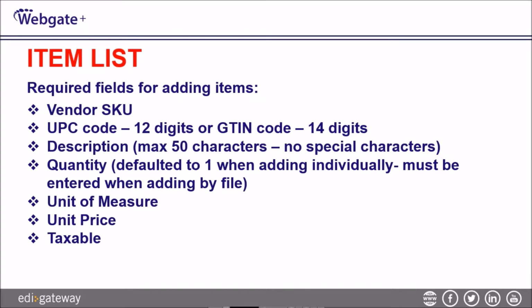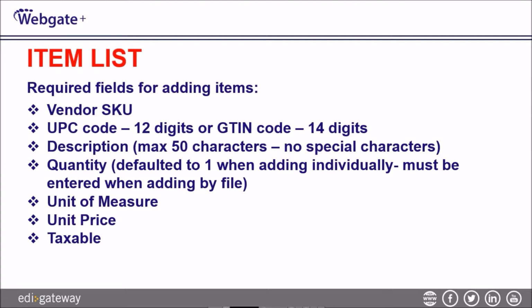Your next step is the item list. The item list is required when creating data entry invoices. Items can be added by uploading a CSV file or by adding individual items one at a time. In either case, the following fields will be required: vendor SKU, UPC code 12 digits or GTIN code 14 digits, description, maximum of 15 characters, no special characters, quantity, defaulted to 1 when adding individually, must be entered when adding by file, unit of measure, unit price, and if the item is taxable or not.